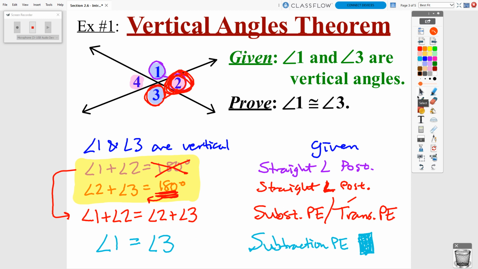There is the vertical angles theorem's proof. We have proven that vertical angles must be equivalent to each other. And how did we do that? Well, we had to use the straight angle postulate a couple times, bring together those two straight angle postulate equations into a single equation, and then we used the subtraction property of equality to finally prove that that was true.